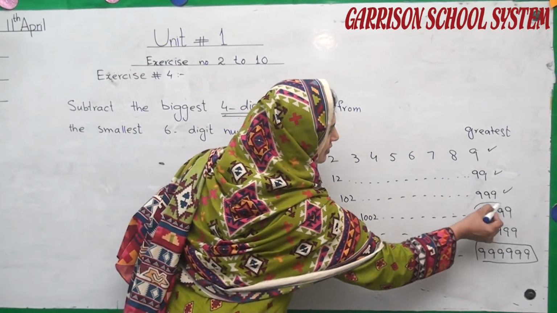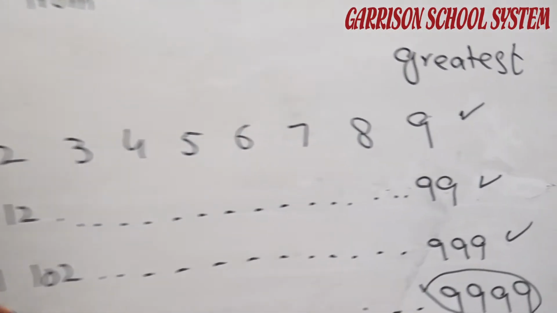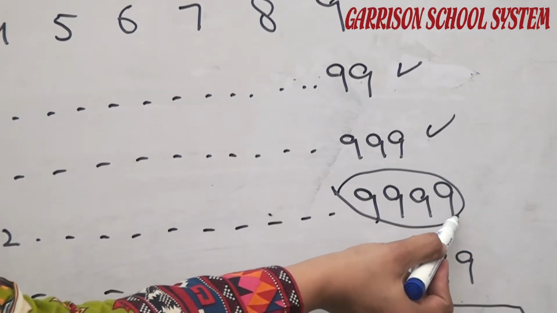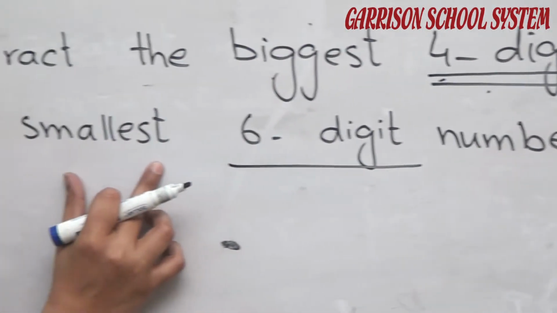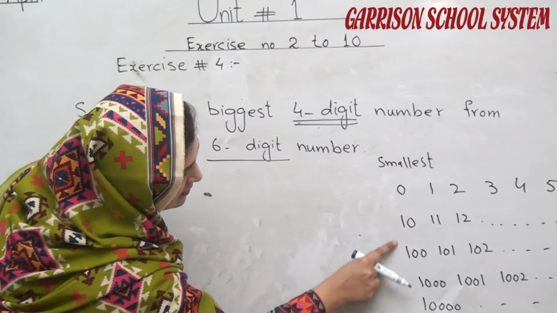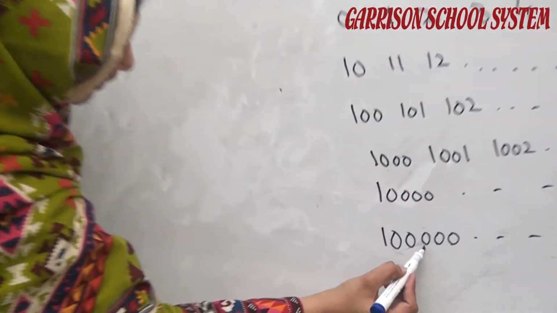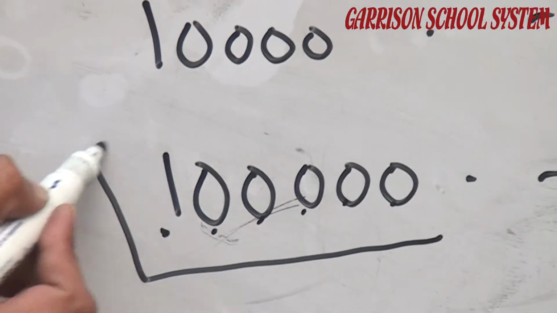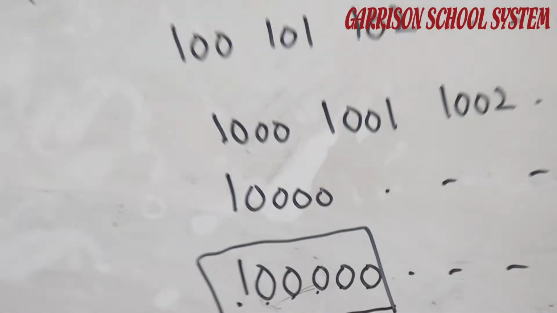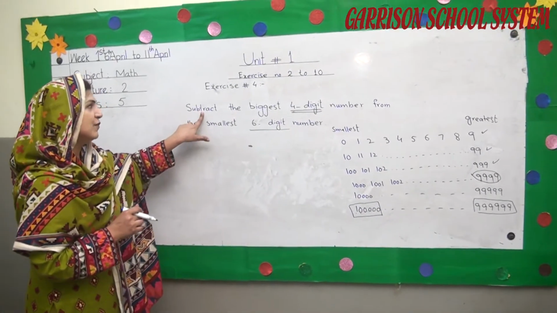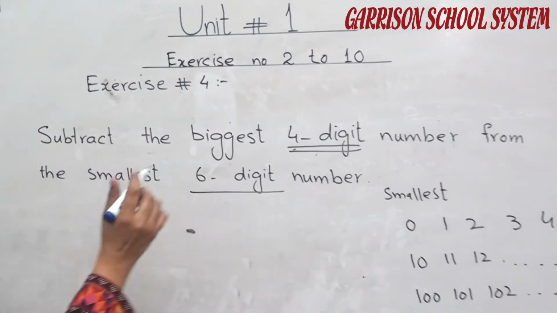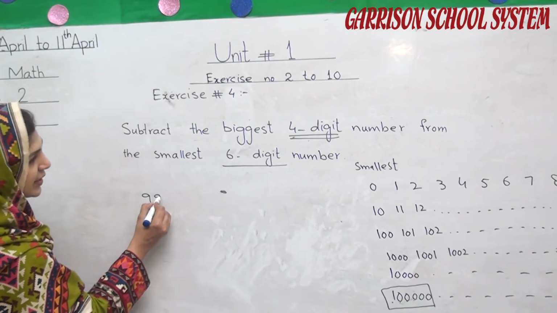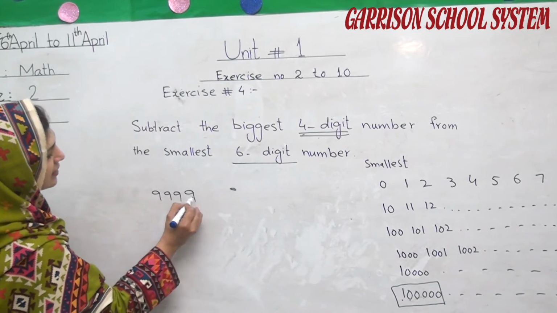So this is the 4-digit number because the number includes 4 digits, 1, 2, 3, 4. And now we have to find the smallest 6-digit number. So where is the smallest 6-digit number? 1, 2, 3, 4, 5, 6. So this is the smallest 6-digit number. Now what can we do? We have to subtract the biggest 4-digit number, which is 9,999.